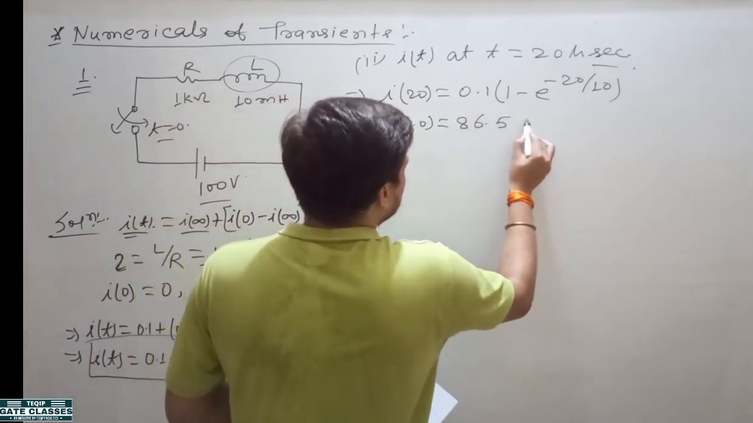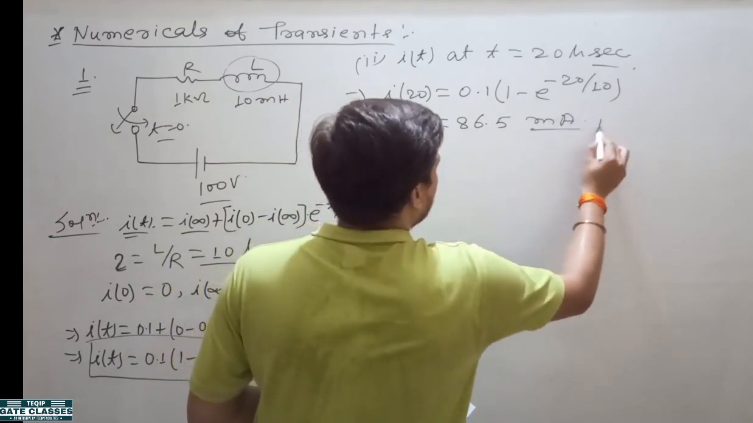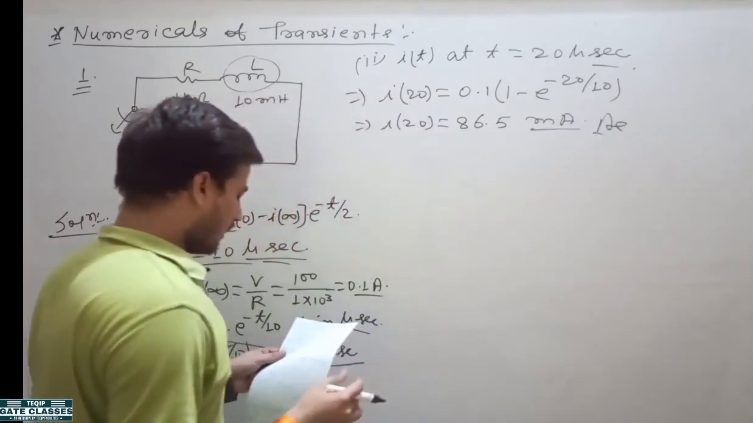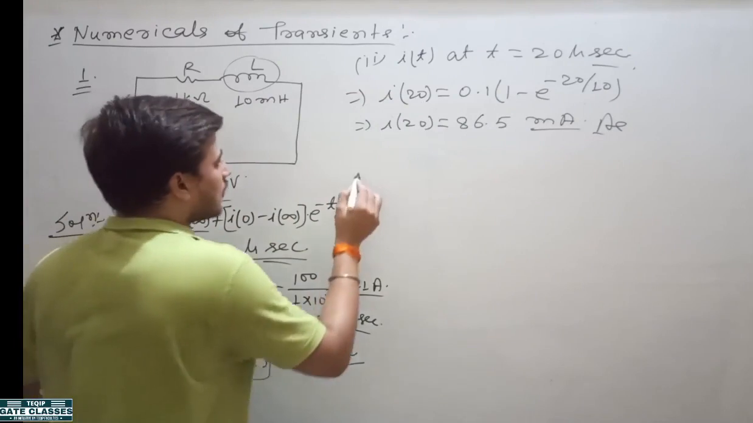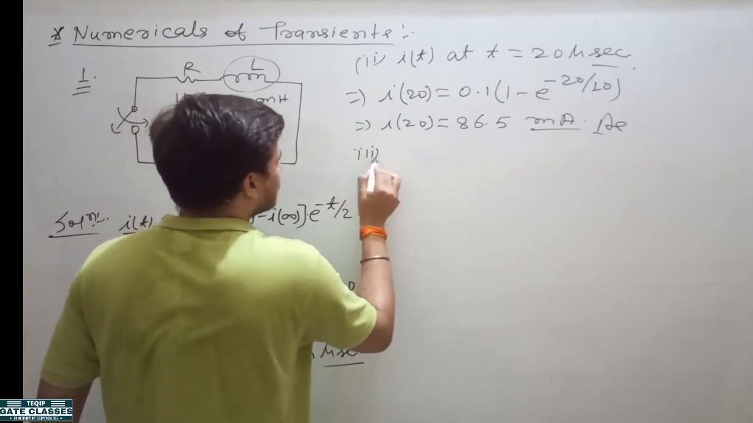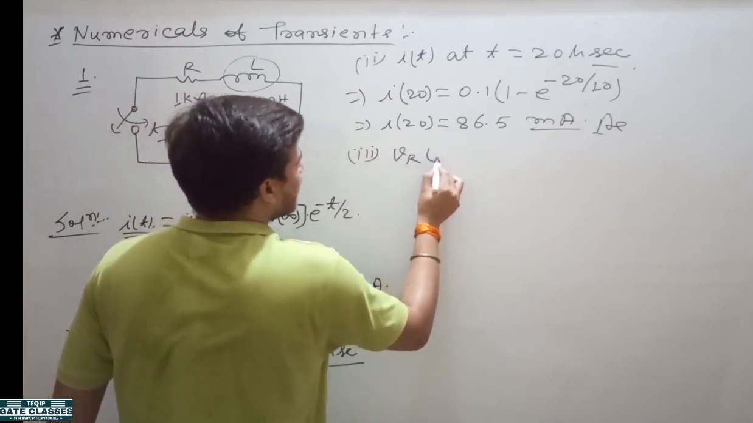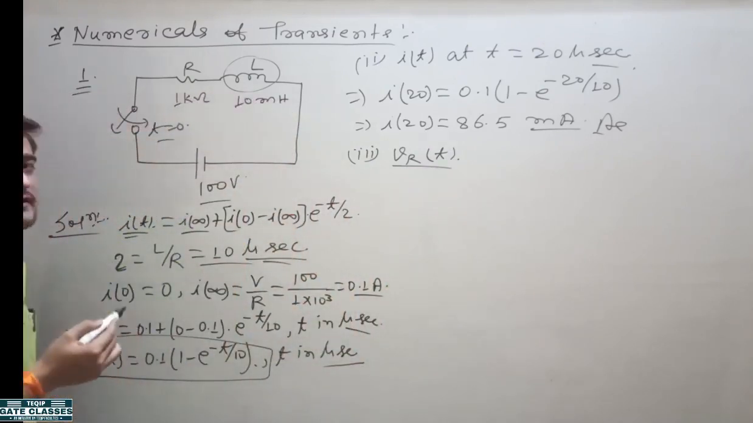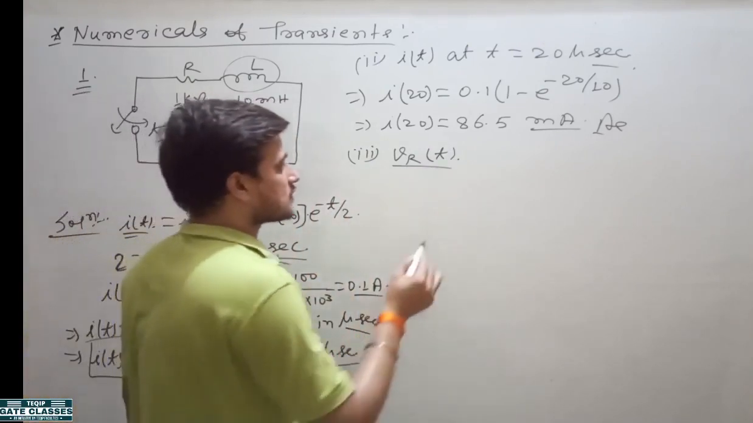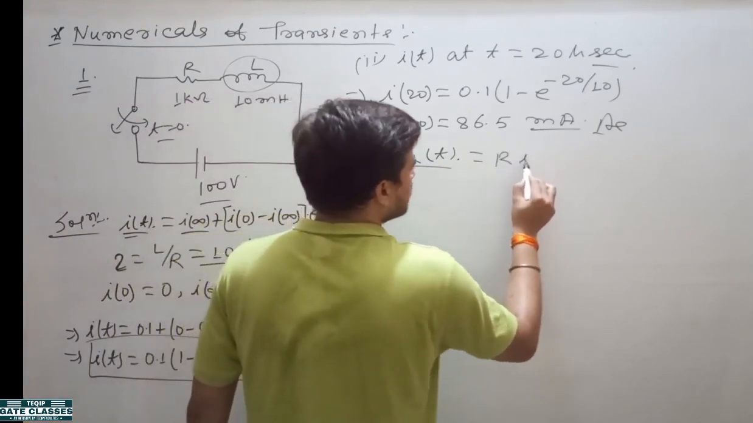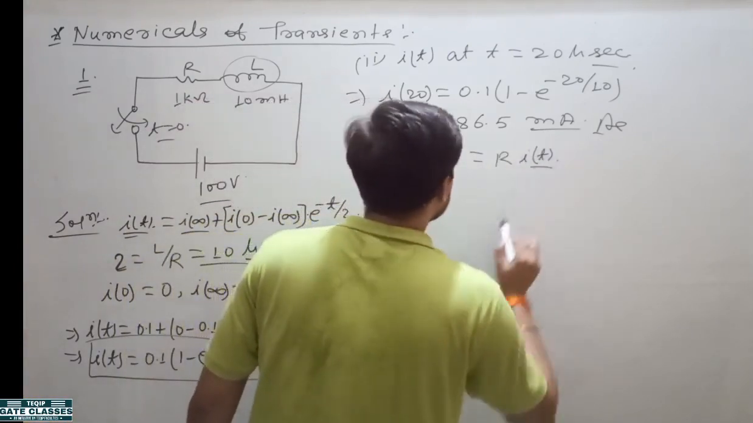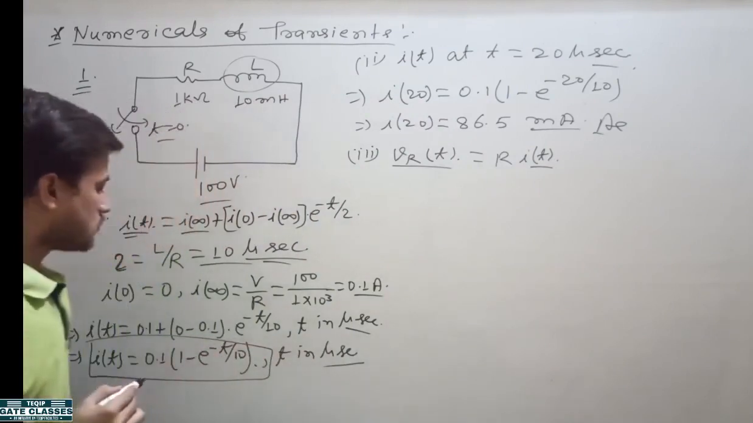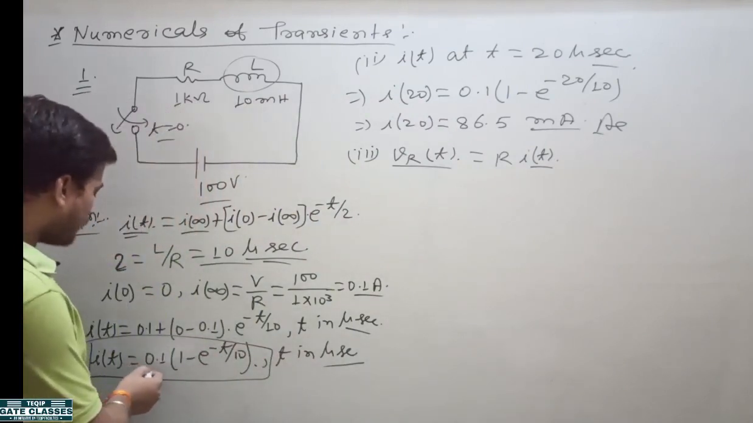It will be equal to 86.5 milliampere will be the answer. Next, third part. The third part of the question is we have to write the expression for voltage across resistor. If you write the expression for voltage across resistor, it will be nothing but R into IT. So here you see the expression of IT is like this one.